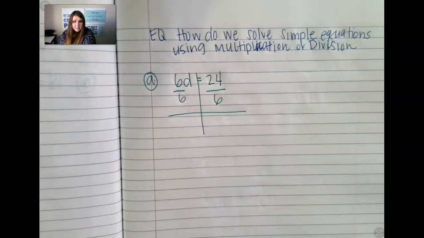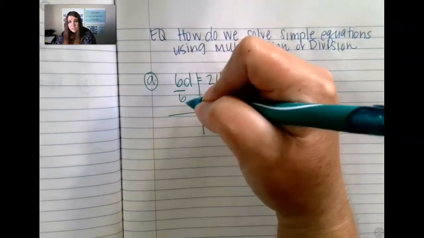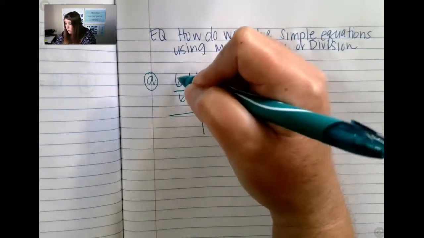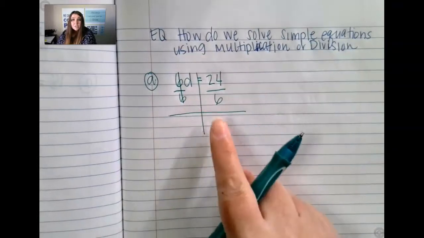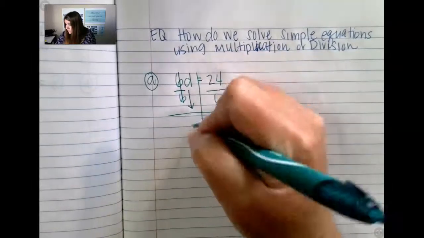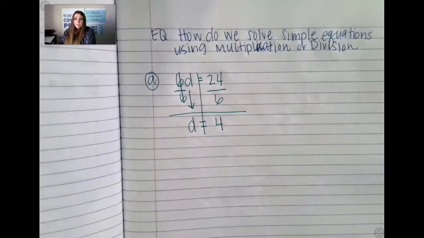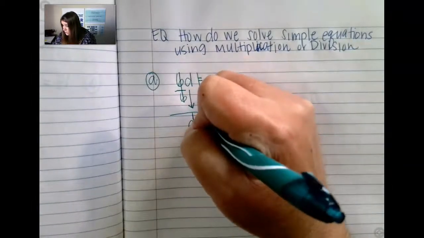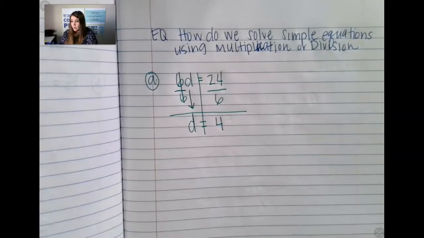In order to isolate the variable in these equations, we're actually doing 6 over 6, or 6 divided by 6, which does equal 1. Well, just 1D is going to equal 4. So we're going to drop down our D, and D equals 4. So what we're going to do now is check our solution to this equation and see, did we actually do this correctly?